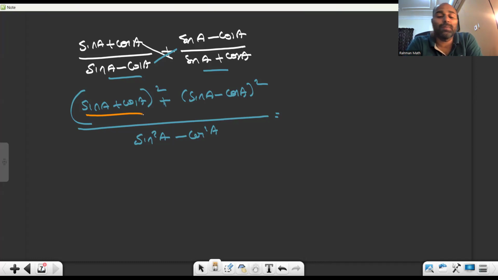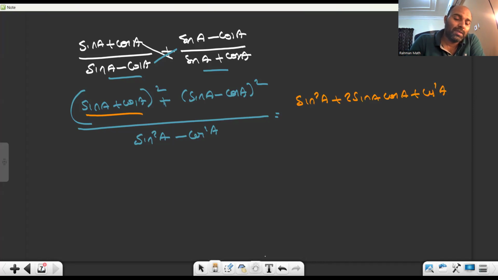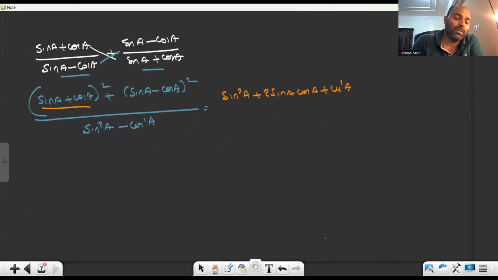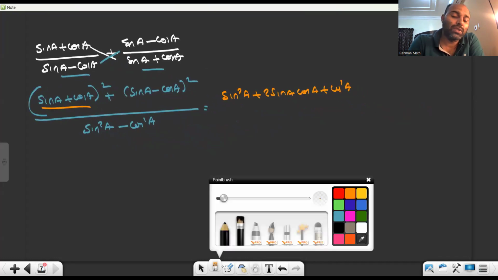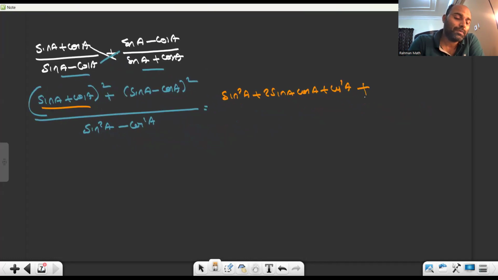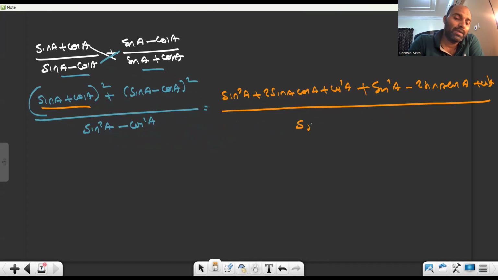A plus B whole square is A square plus 2AB plus B square. Some people I know have done this very quickly because I told you this is level 1, an easy question. Sin square A plus 2 sin A cos A plus cos square A, plus sin square A minus 2 sin A cos A plus cos square A, all divided by sin square A minus cos square A.